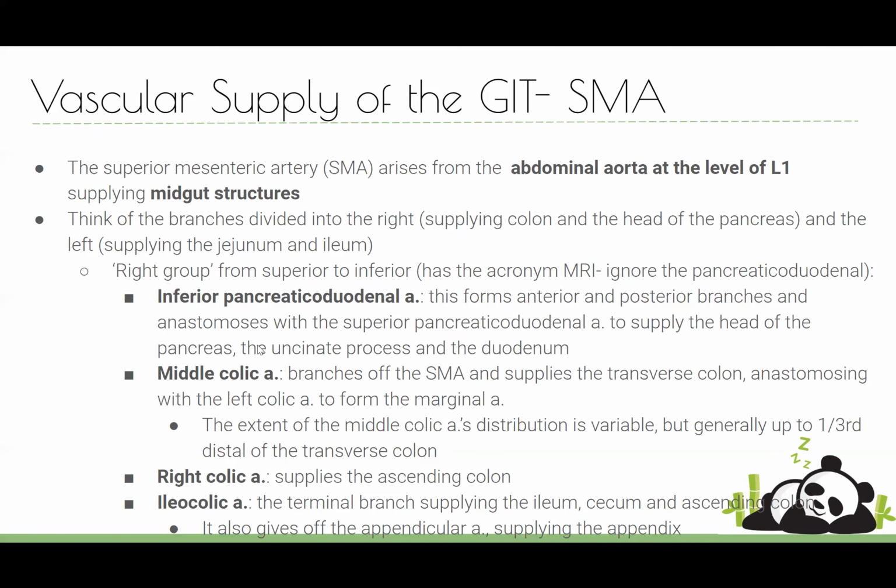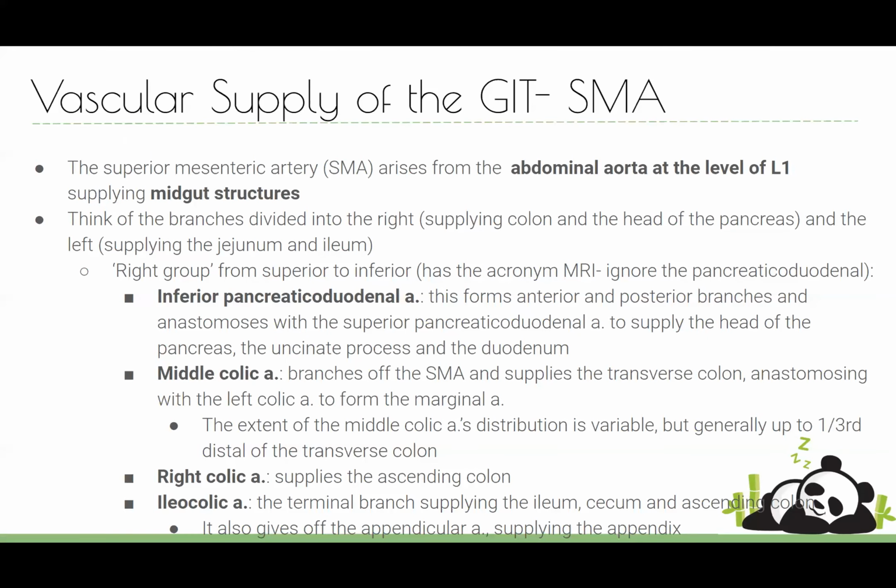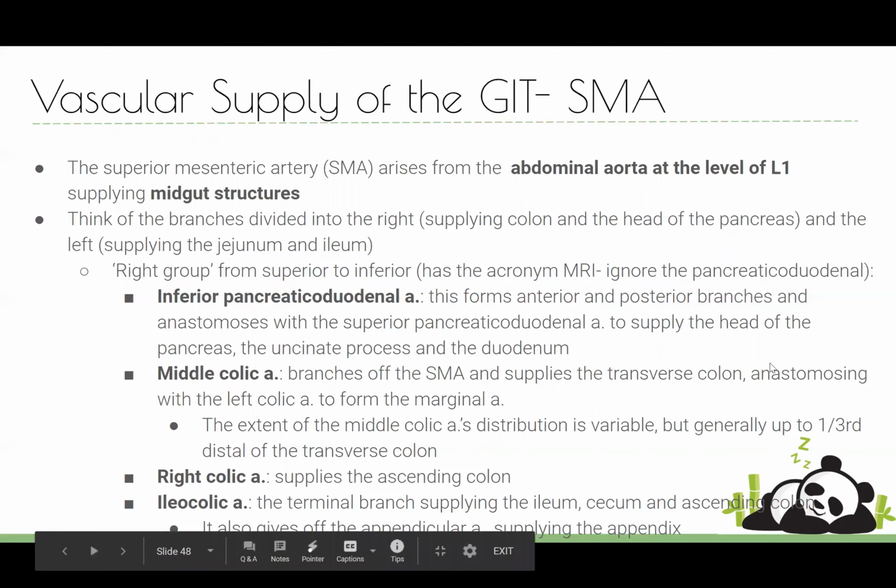Just ignore the inferior pancreaticojejunal because it's not that important. That will go up to the superior pancreaticojejunal. But the middle colic is a branch that will form the marginal artery with the left colic, and it will supply the colon. The right colic supplies the ascending colon, and the ileocolic is the terminal branch supplying the ileum, cecum, and the ascending colon. There's also an appendicular artery supplying the appendix, but that's a tiny little thing. It has the acronym MRI in order of how high up it is.